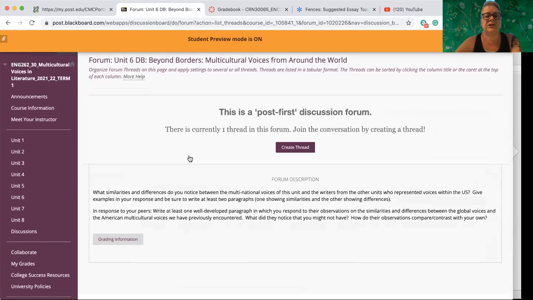What similarities do you notice between the multinational voices of this unit and the writers from the other units who represented voices within the US? So feel free to use this week's people as well as previous people. Give examples in your response and be sure to write at least 2 paragraphs, one showing similarities, one showing differences.